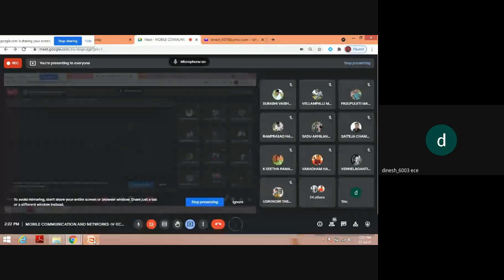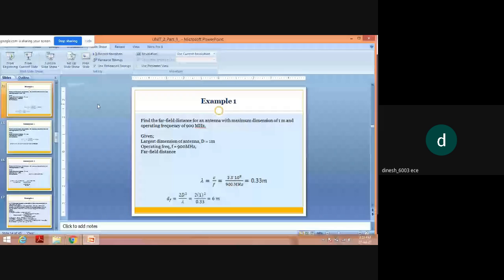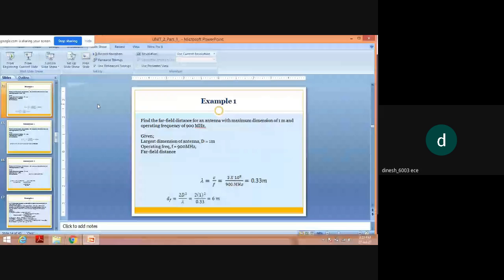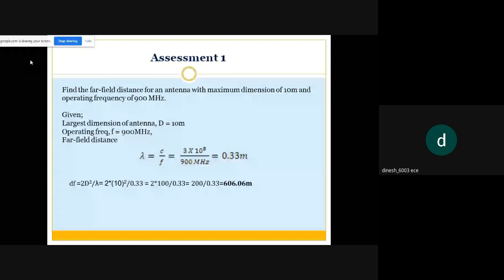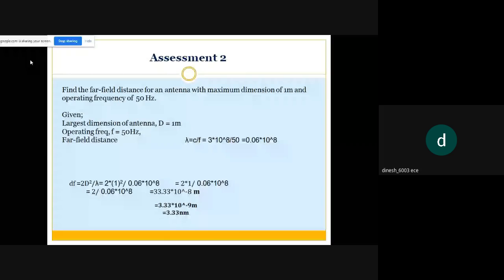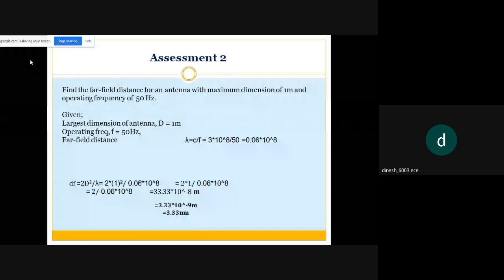In the example of the far field distance calculation given operating frequencies, we have done two assessments, and given the values and answers. Similarly, we have the same relevant example. We calculated this, and we came to a conclusion about the choice of not using a lower frequency.